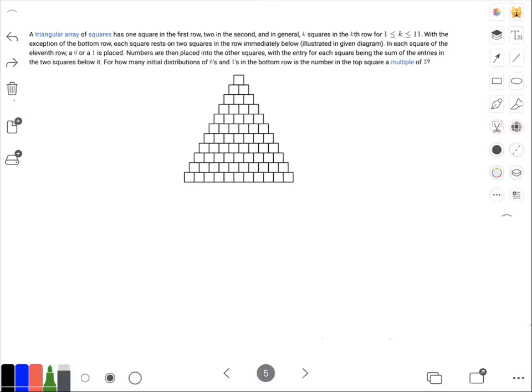Hello everyone, the power of pi here, and today we're going to be looking at the 2007 AIME II problem 13. So here it is.